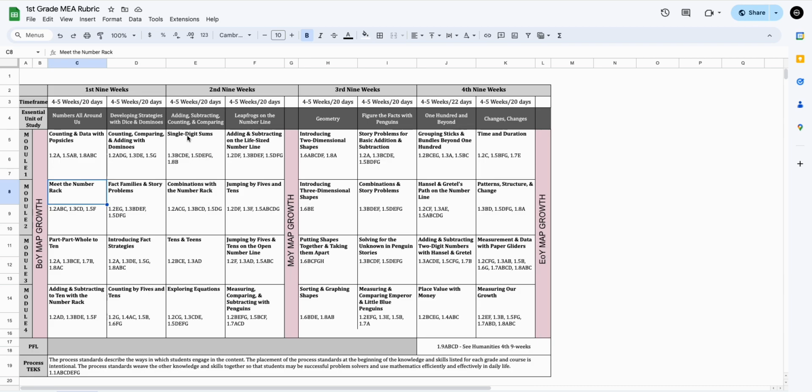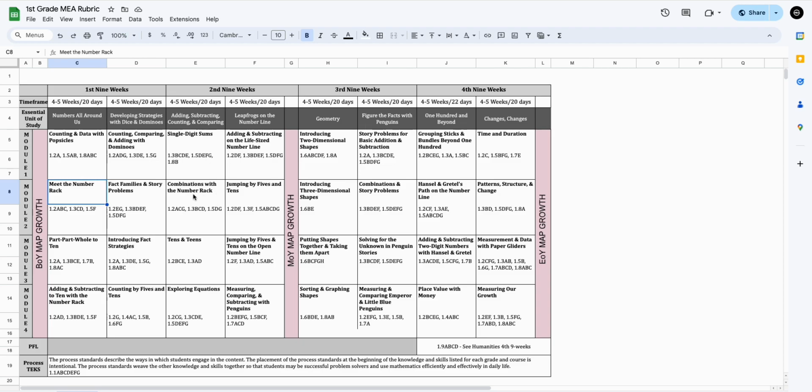On the second 9 weeks, we get adding and subtracting. So we're going to start doing some harder adding. So this is single digit sums. Now I don't want you to get confused with the first 9 weeks course. These are just to show what the number rack is. They're basically just using popsicles as a tool to have a basic understanding of addition. But in the second 9 weeks, we start actually giving the formulas and things like that.